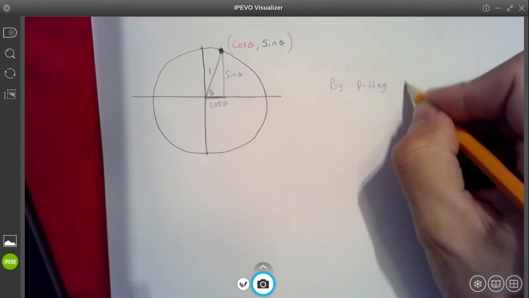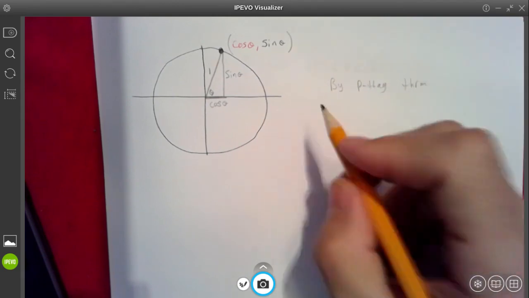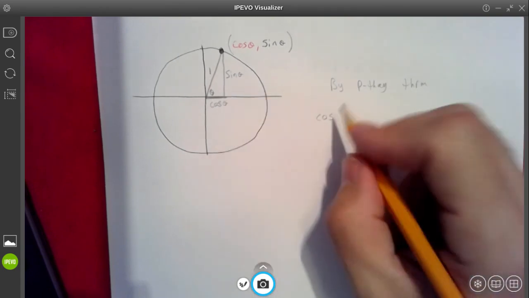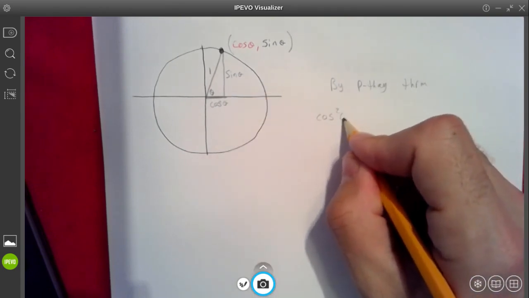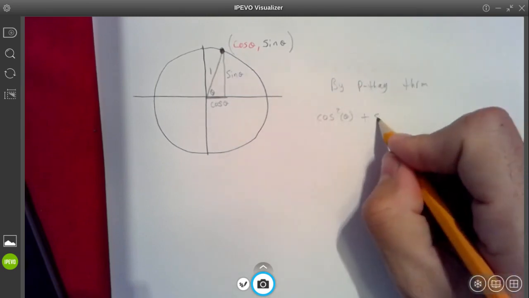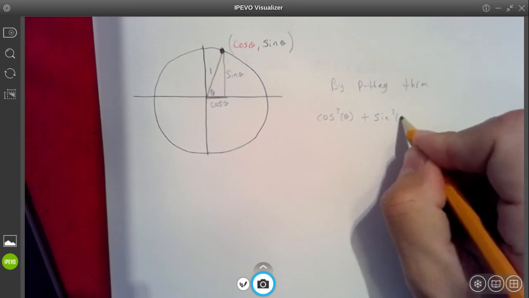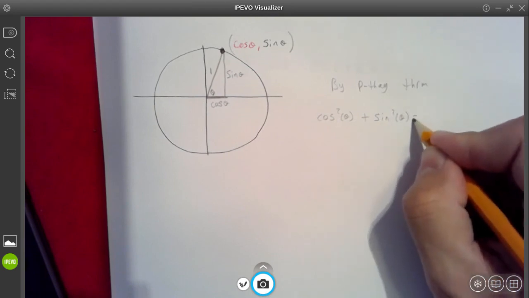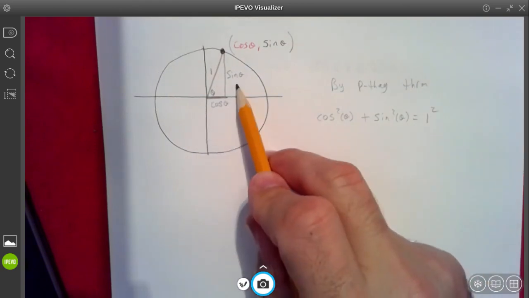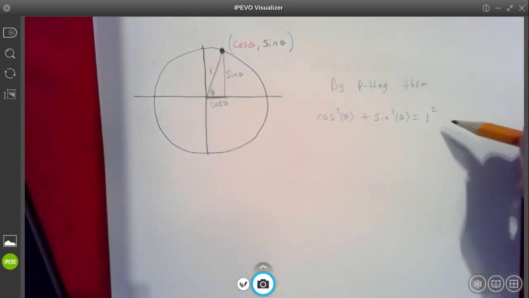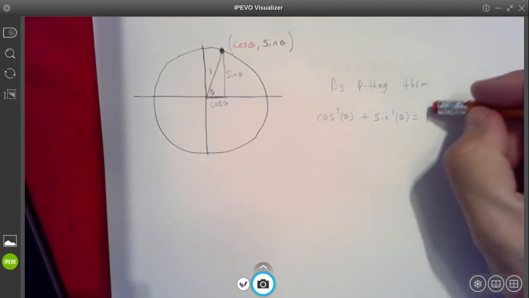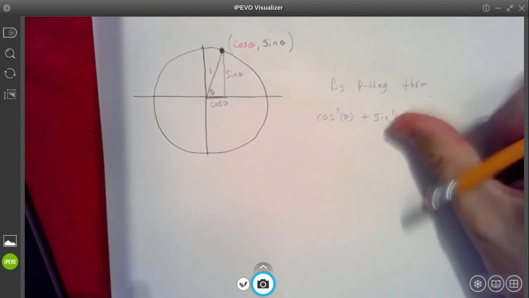by the Pythagorean theorem, I get a squared, so cosine squared, plus sine squared is equal to 1 squared, right? Just leg squared plus leg squared equals the hypotenuse squared. And I can leave off this little 1 squared bit because 1 squared is just 1.